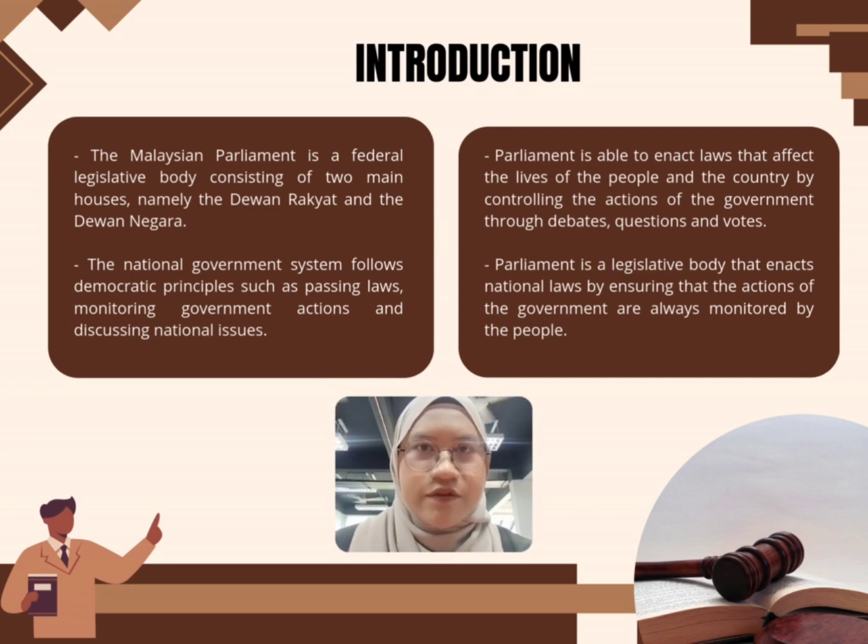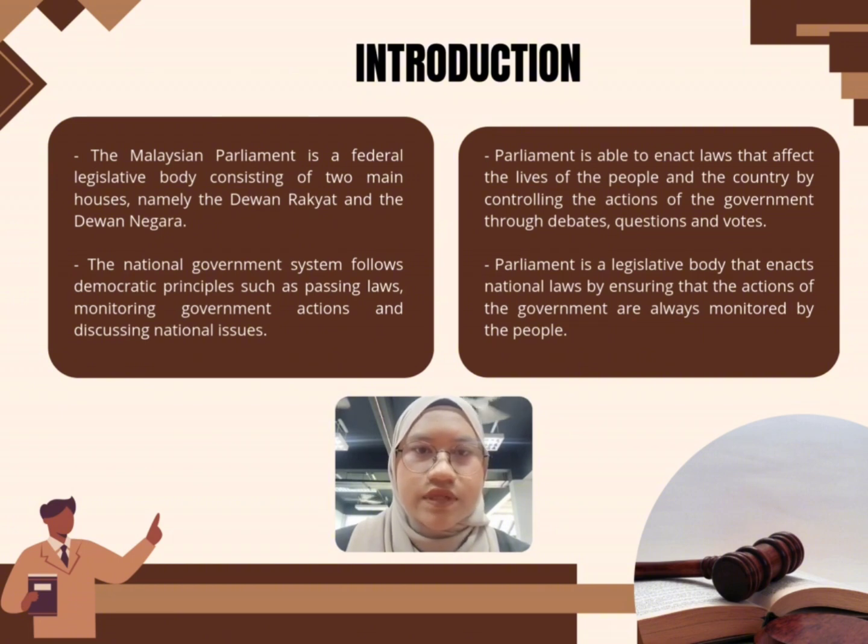Based on the introduction of Parliament and Court System in Malaysia, the Malaysian Parliament is a federal legislative body consisting of two main houses, namely the Dewan Rakyat and the Dewan Negara. The Dewan Rakyat consists of 222 members who are elected through general election every 5 years to represent specific parliamentary areas, while the Dewan Negara has 70 members, consisting of 26 members elected by the State Assemblies and 44 members appointed by the Yang di-Pertuan Agong.